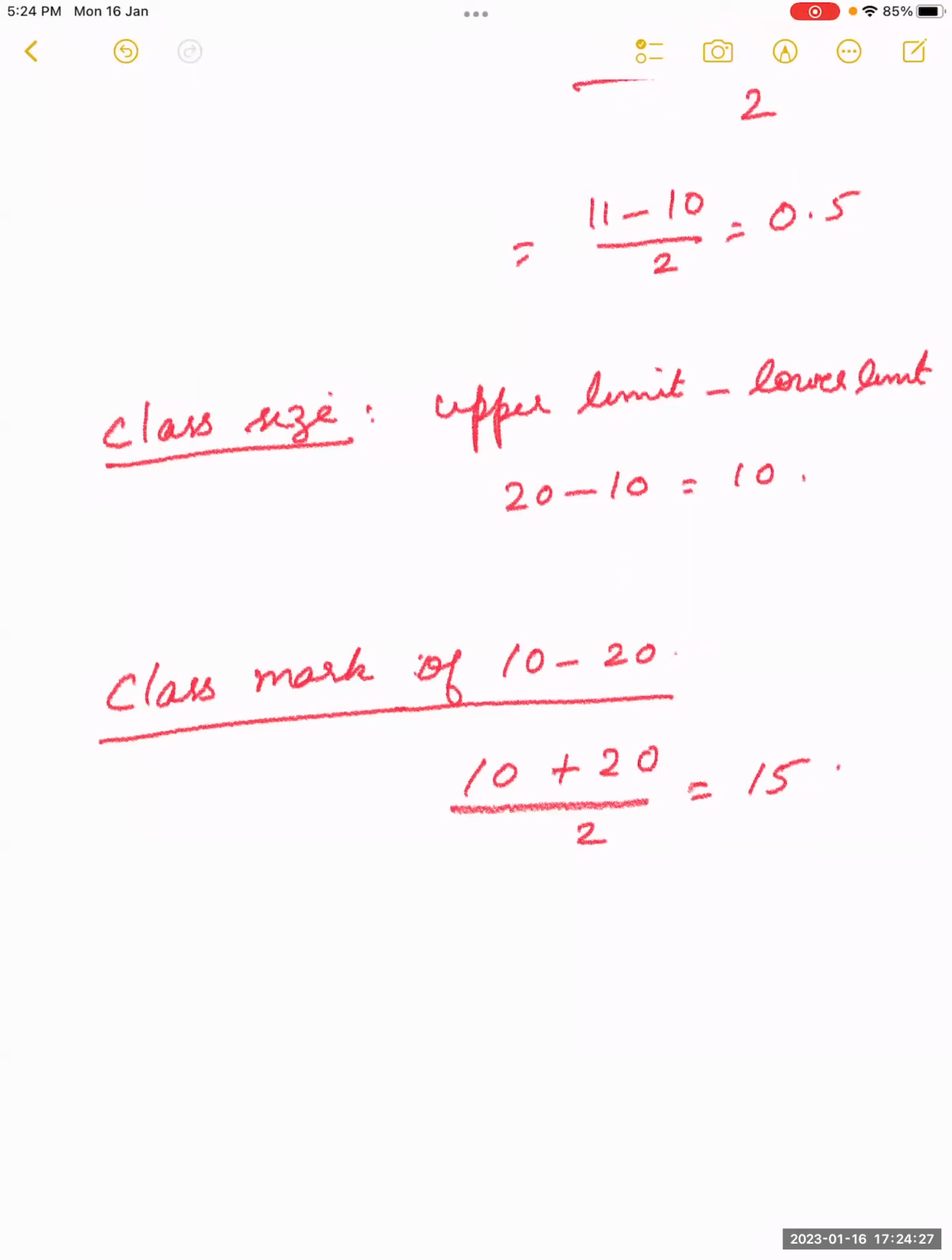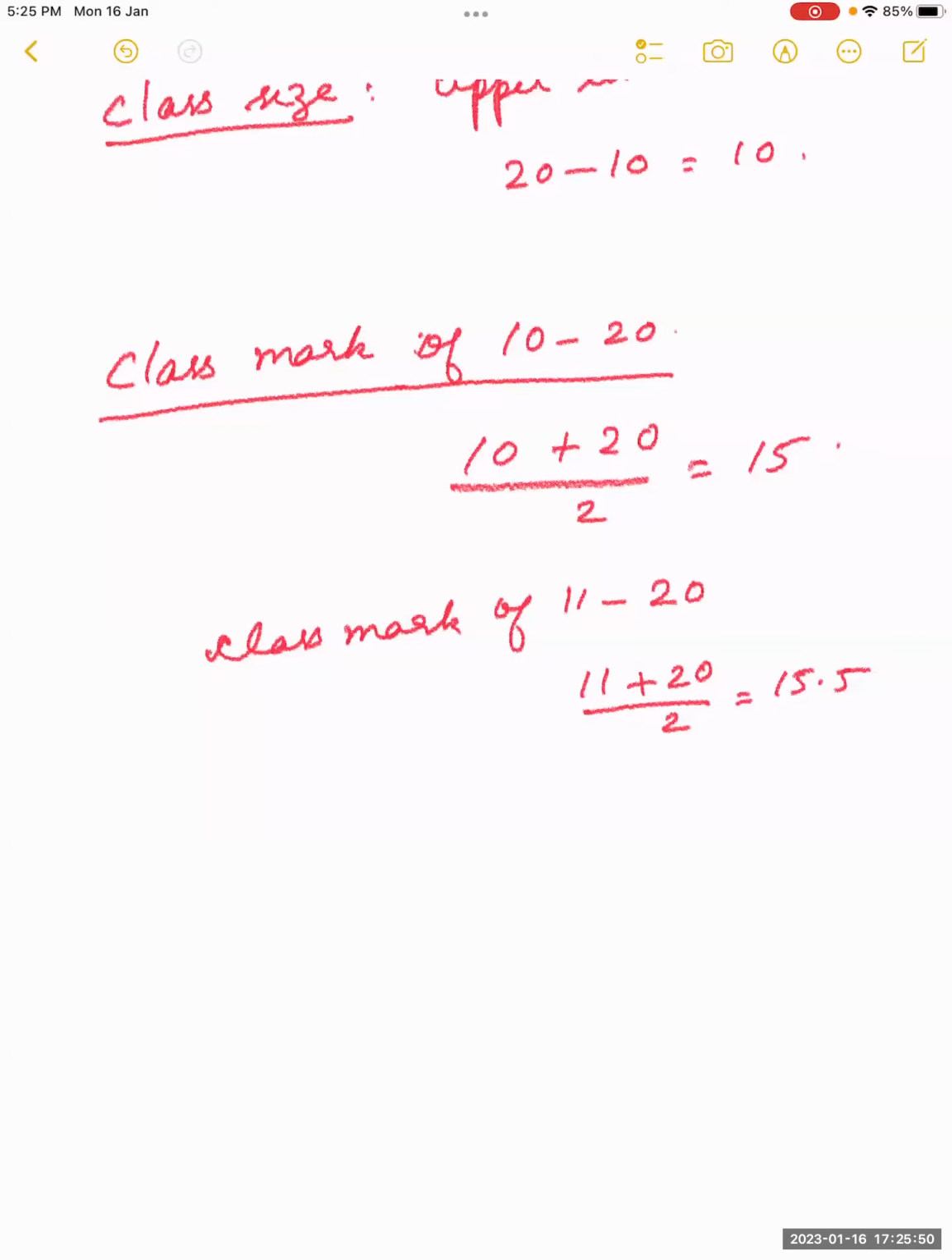Okay. So if you want to find class mark of 11 to 20, what would that be? 11 plus 20 by 2, which is 31 by 2. Okay, 31 by 2 is 13.5. Got it? So you can think of it as a midpoint here, depending on the class interval or concept, and then you can pick up some exercise and start doing it.